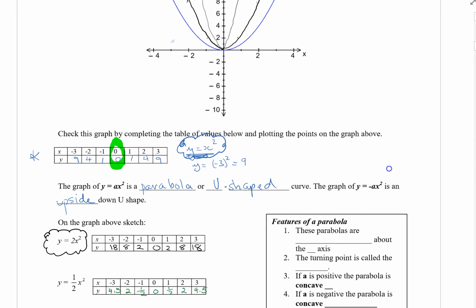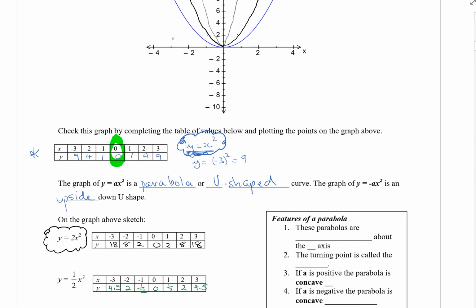Now, I've also filled out the table of values, putting a fraction, a number between 0 and 1, in front of the x squared. Remember, the graphs we've just looked at have numbers bigger than 1 in front of the x squared. Now we'll look at the fraction. So this is just a half of the x squared.